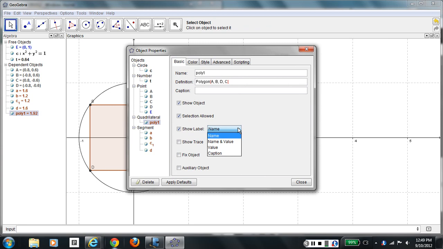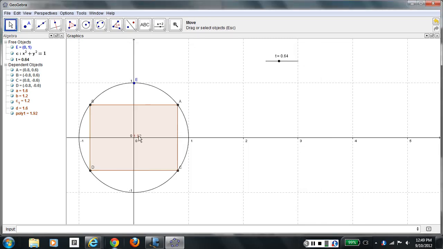If you've given it a name, you can change the name to rectangle or whatever, or display that or not. The value that it stores is the area of that rectangle. So I'm just clicking on value and showing the label. Click close, and it puts the 1.92 right there.